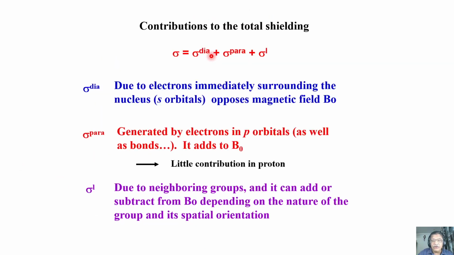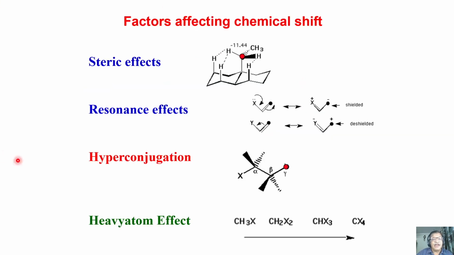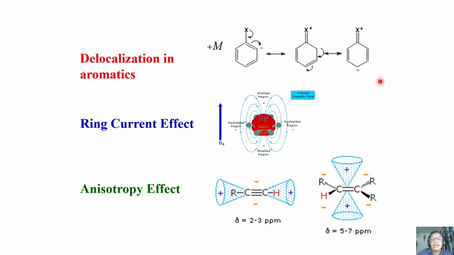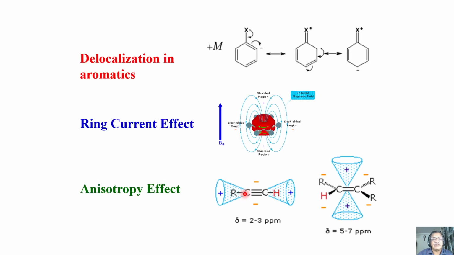Don't forget that. So with this idea, now we have to understand that various effects are there to interpret the NMR spectrum, like steric effect, resonance effect, hyperconjugation. What happens if you attach a heavy atom, and delocalization, aromatics, ring current effects, and anisotropy effect because of the anisotropy of the bonds. All these effects are present. Based on this, we can interpret the NMR spectrum and make assignments about the peaks which are coming at different regions of the spectrum.